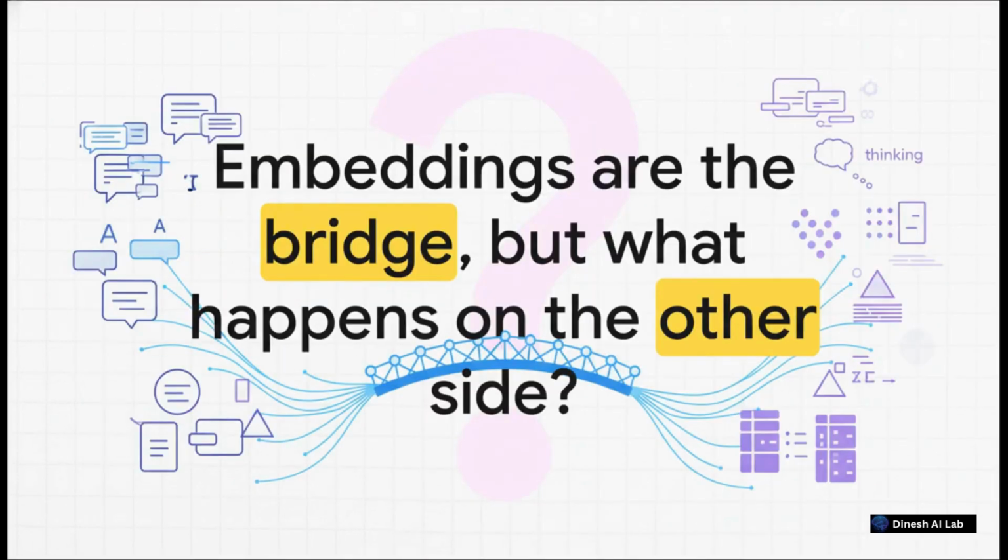So, we've seen how our text gets translated into a numerical language that an AI can finally understand. Embeddings build that absolutely essential bridge from our world of words to the machine's world of numbers. But that leaves us with a really fascinating question. What kind of understanding is actually happening on the other side of that bridge?